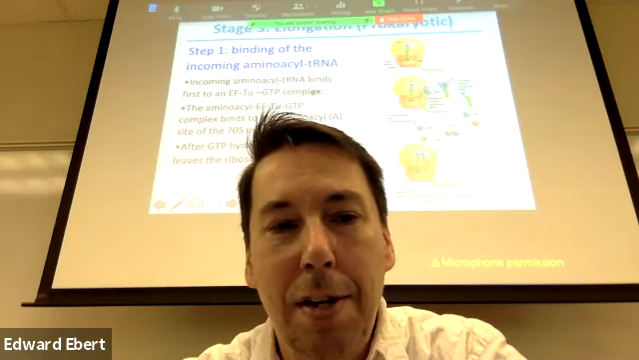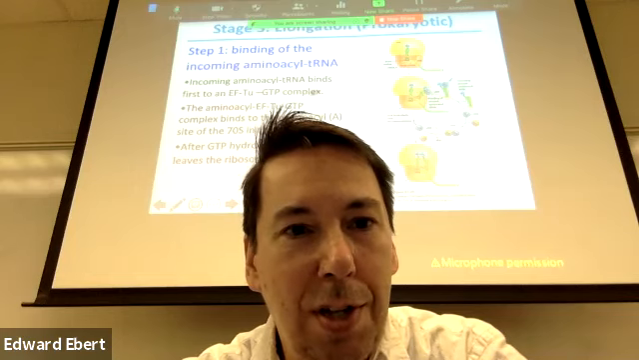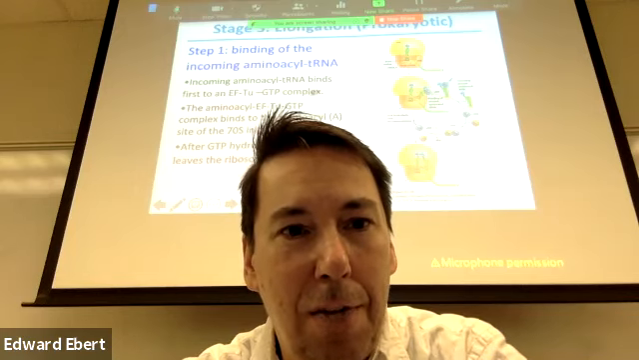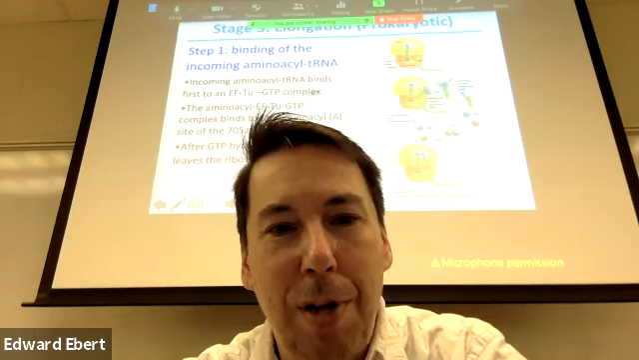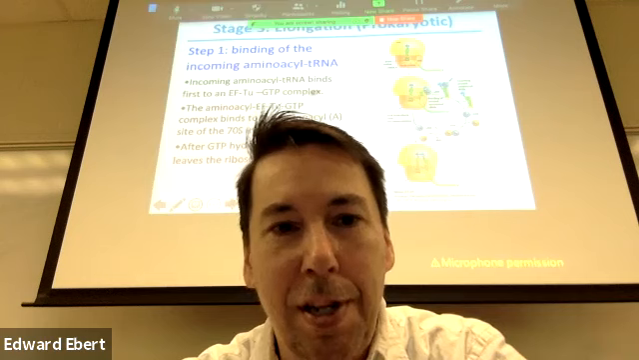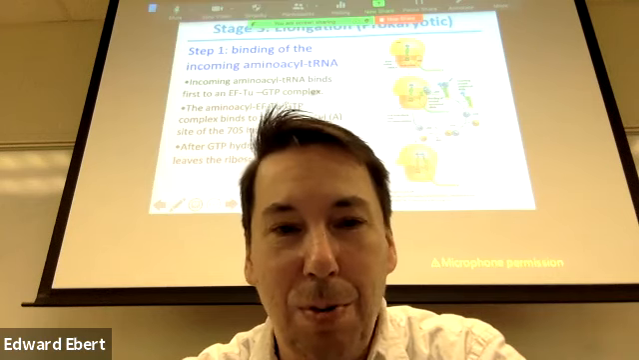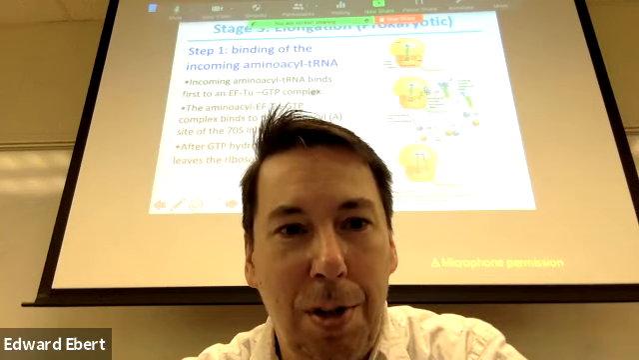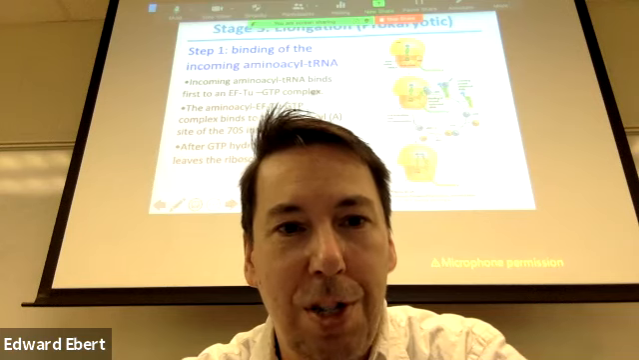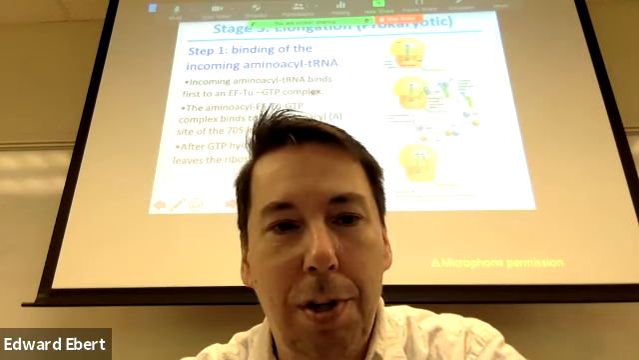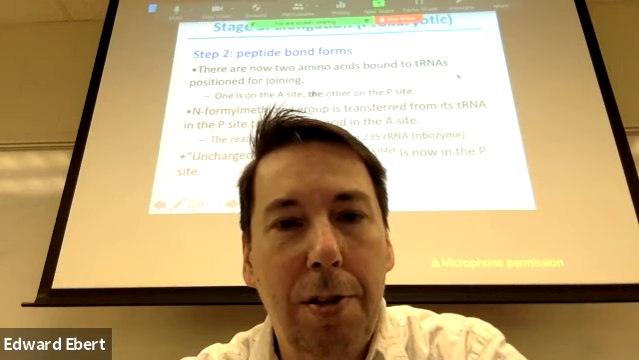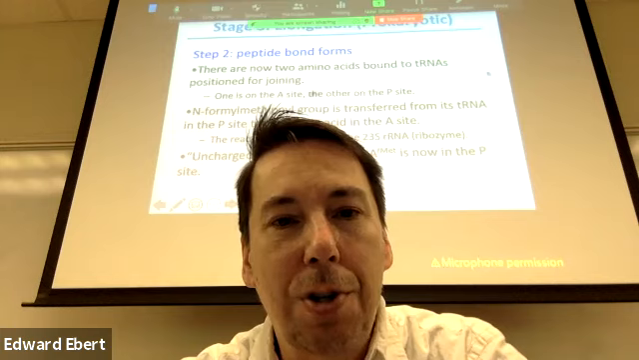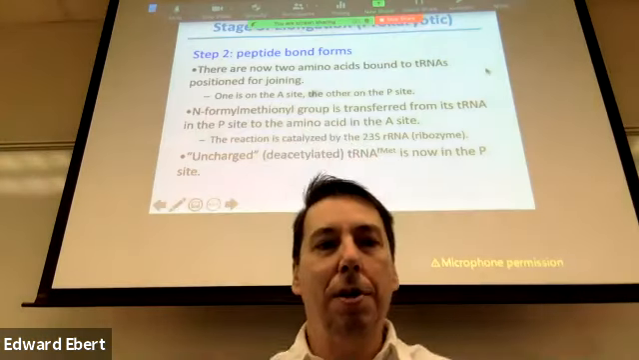Okay. And then once this occurs, this complex helps bring it in there. Once it's bound in there, our EF, elongation factor Tu-GTP, will leave the ribosome. So you can see we're spending some energy here because our GTP is being dephosphorylated to give us GDP. Okay, so once we have that second charged tRNA in there, we can make the peptide bond.